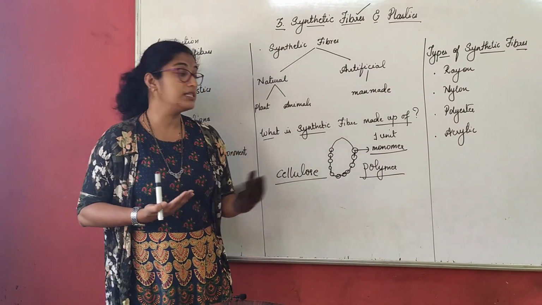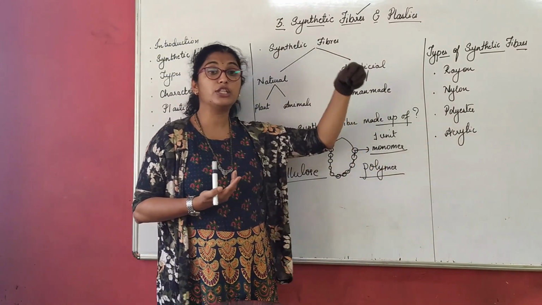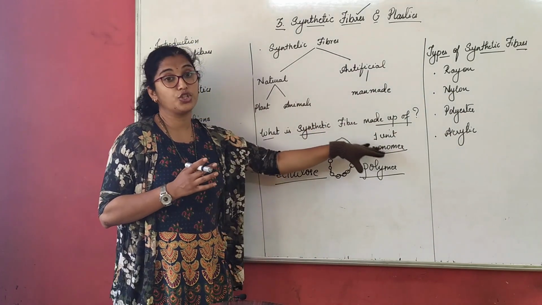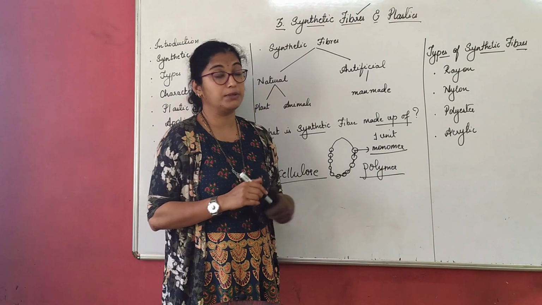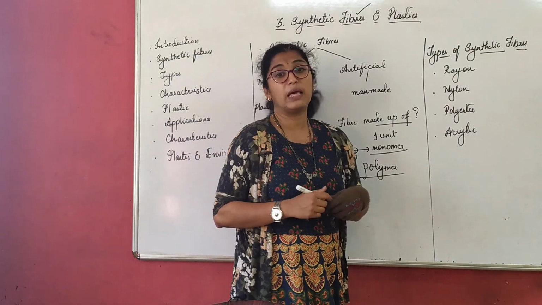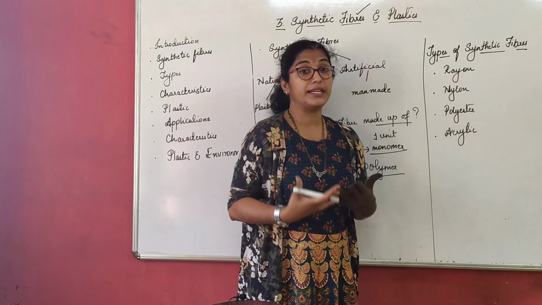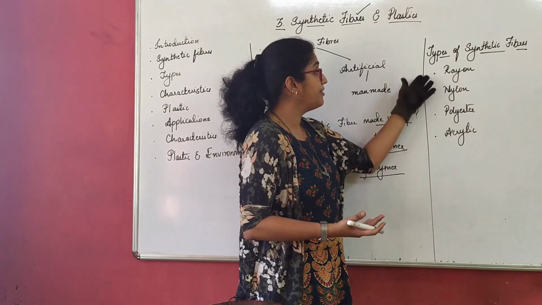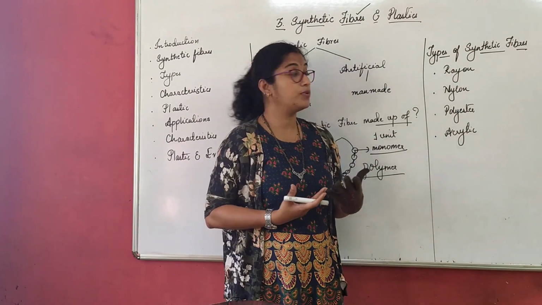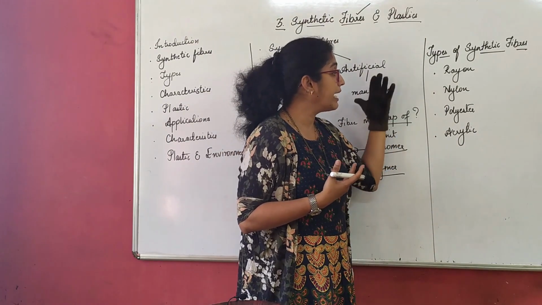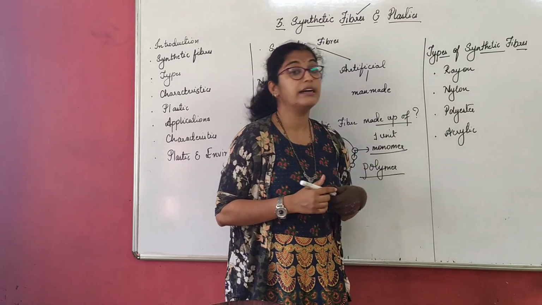Now what are polymers? Many units of monomers join together to form a structure which is called a polymer. Now which are the different types of synthetic fibers? Let us see. These are the types of fabrics we use in our day-to-day life. We all must have come across these words or these types of fabrics. They are rayon, nylon, polyester and acrylic.